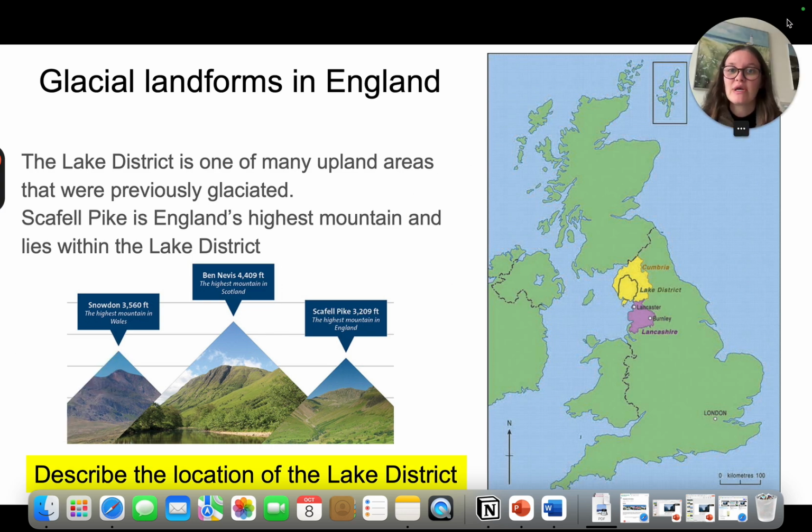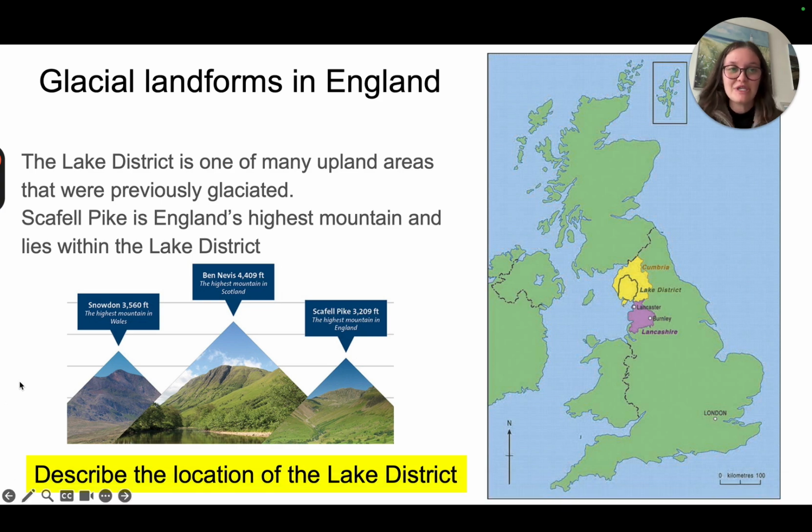The Lake District is one of many upland areas that were previously glaciated, so we looked at this in lesson 1. Scafell Pike in the Lake District is England's highest mountain and lies within the Lake District. Scafell Pike is 3,209 feet compared to Snowdon as the highest mountain in Wales and then Ben Nevis in Scotland. So firstly, please can you describe the location of the Lake District? Pause this video, write it down and then press play again.